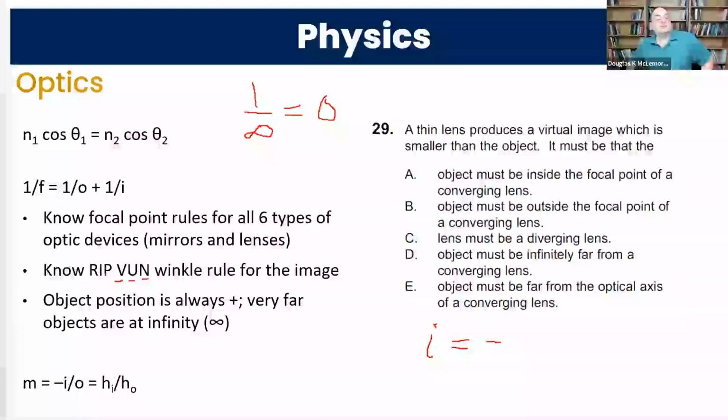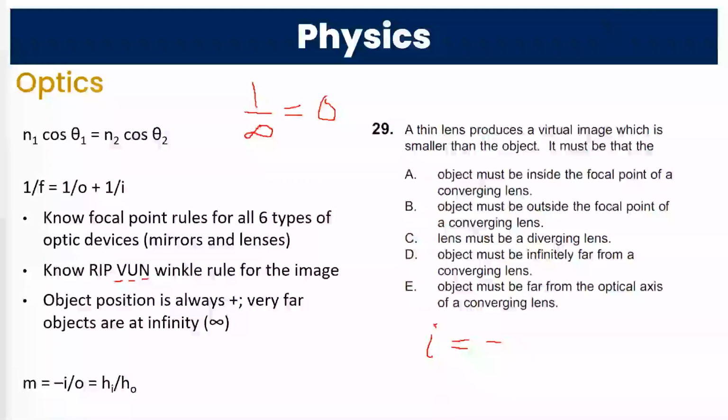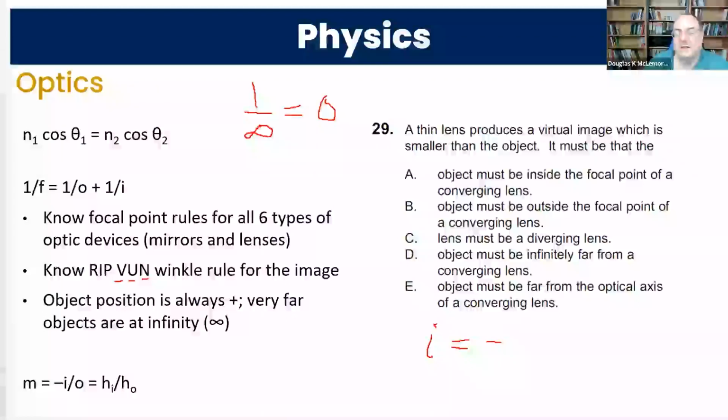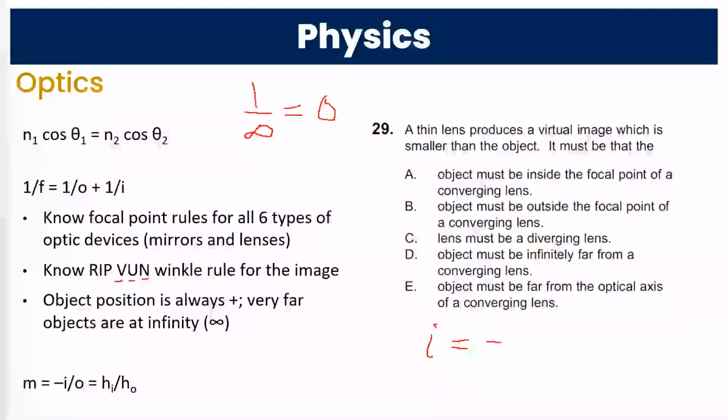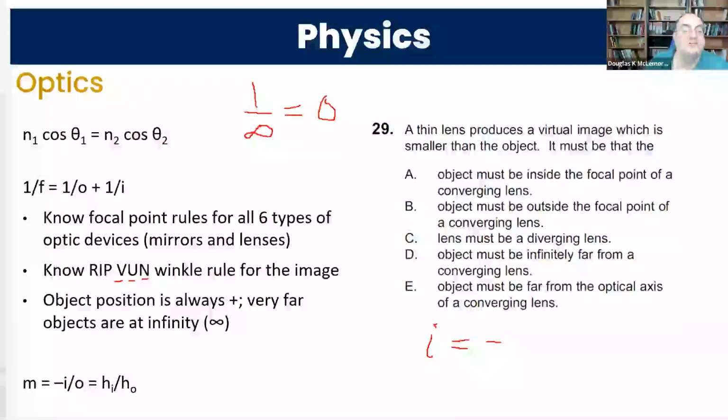And then it says it's smaller than the object. What does that mean? The absolute value of the magnification is going to be greater than 1 or less than 1? Less than 1, because it's got to be a fraction of its original height.